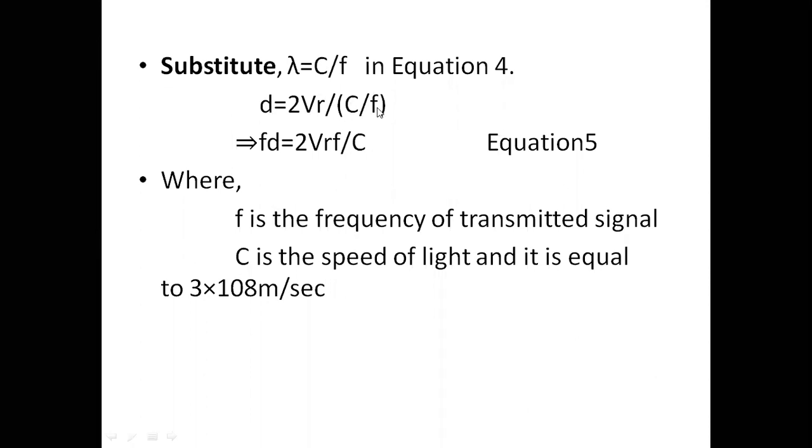So fd is equal to 2 Vr by lambda, and we have lambda as c by f. Then fd is equal to 2 Vr f by c. If we simplify, this is in the denominator, so it is shifted to the numerator. So fd is equal to 2 Vr f by c, where f is the frequency of the transmitted signal and c is the speed of light, equal to 3 into 10 power 8 meters per second. Consider this one as the fifth equation.